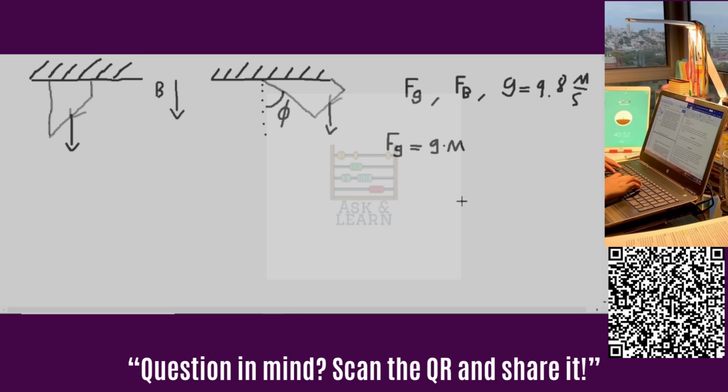Let's just do a little circle here. We'll represent our mass as a dot. Common physics thing to do. So F sub g goes down. This is F sub g.